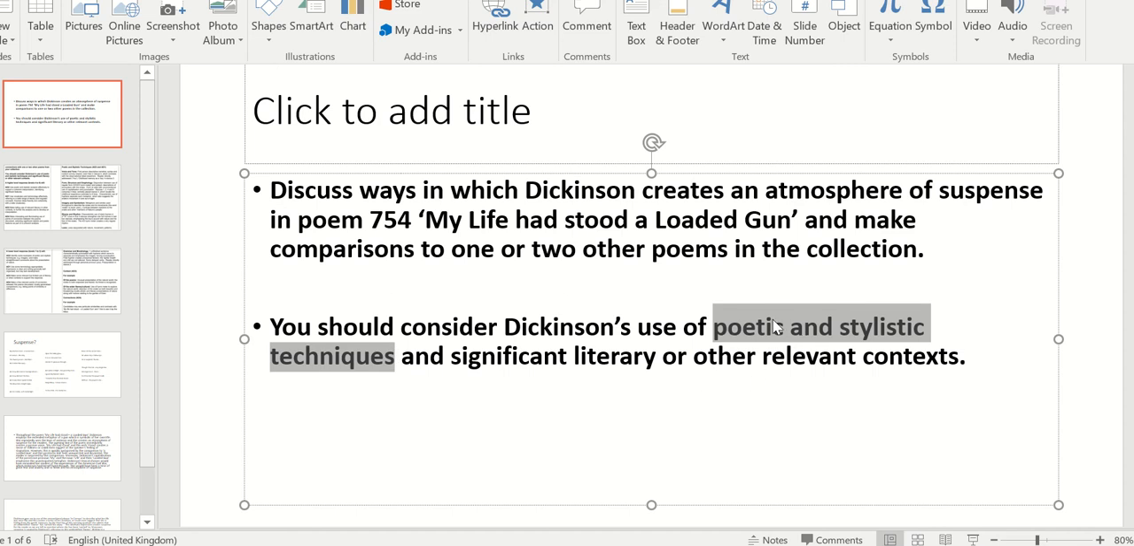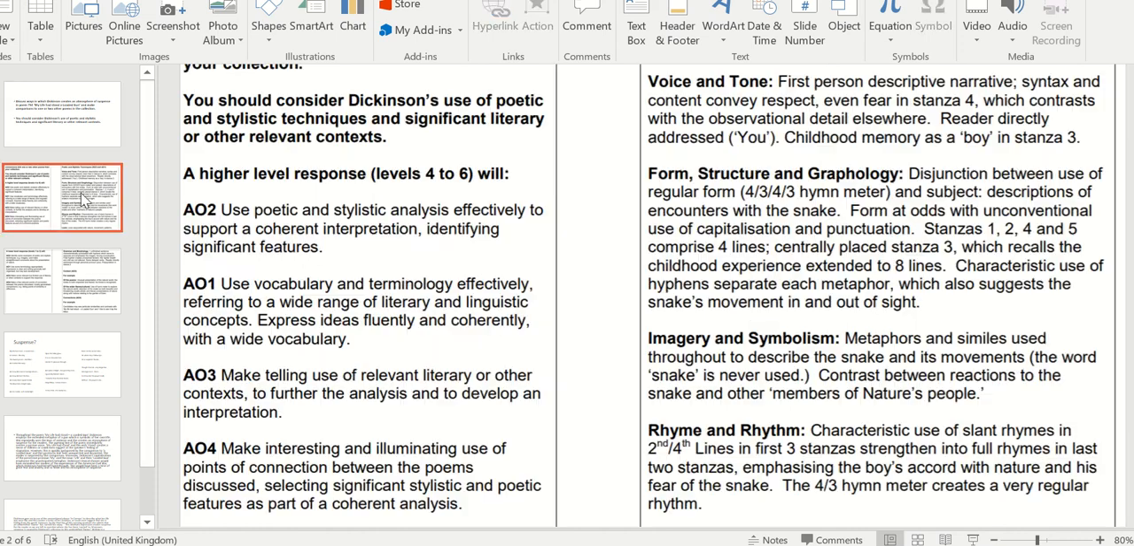Dickinson's use of poetic and stylistic techniques. Lots of you were talking about word level analysis, looking at linguistic choices, metaphors, similes, but some of your comments on poetic choices were kind of lacking. So I'm going to show you now what the exam board means.